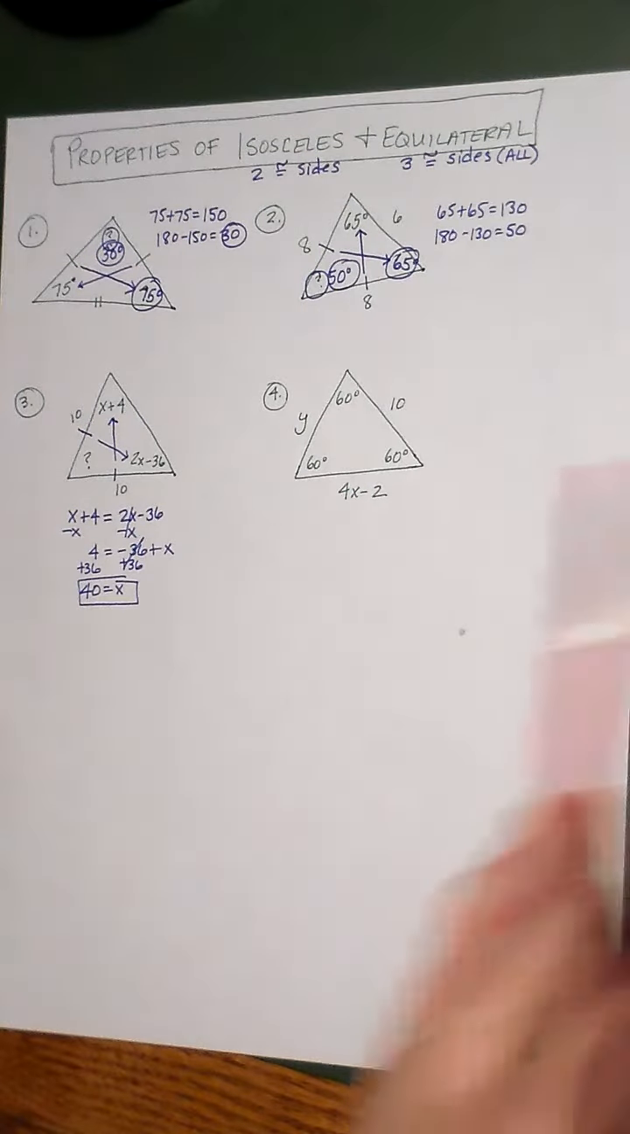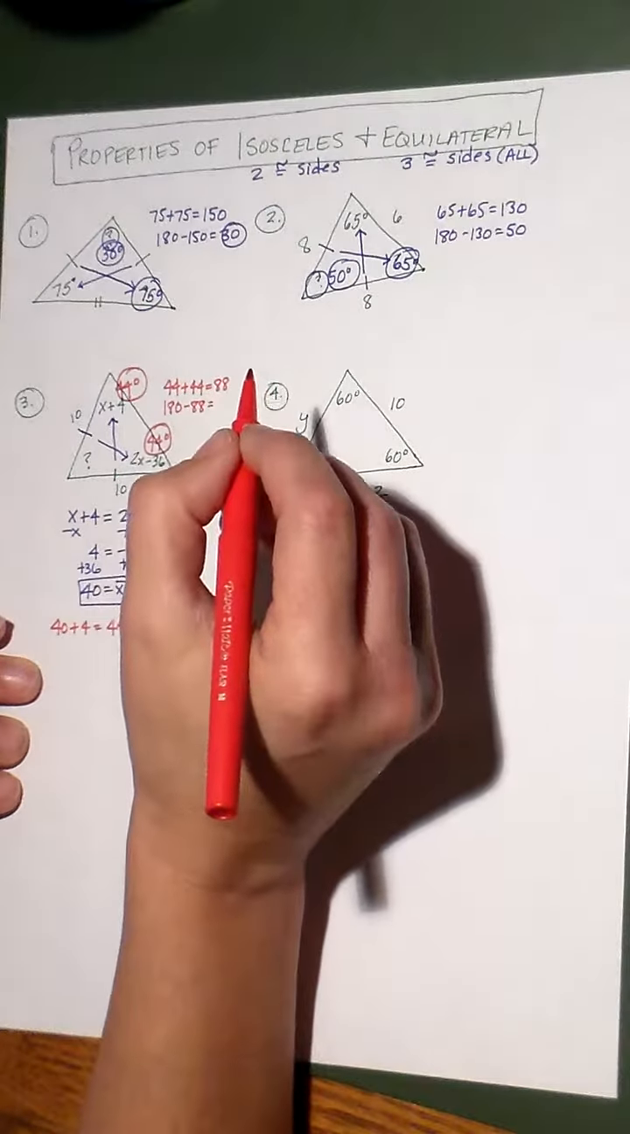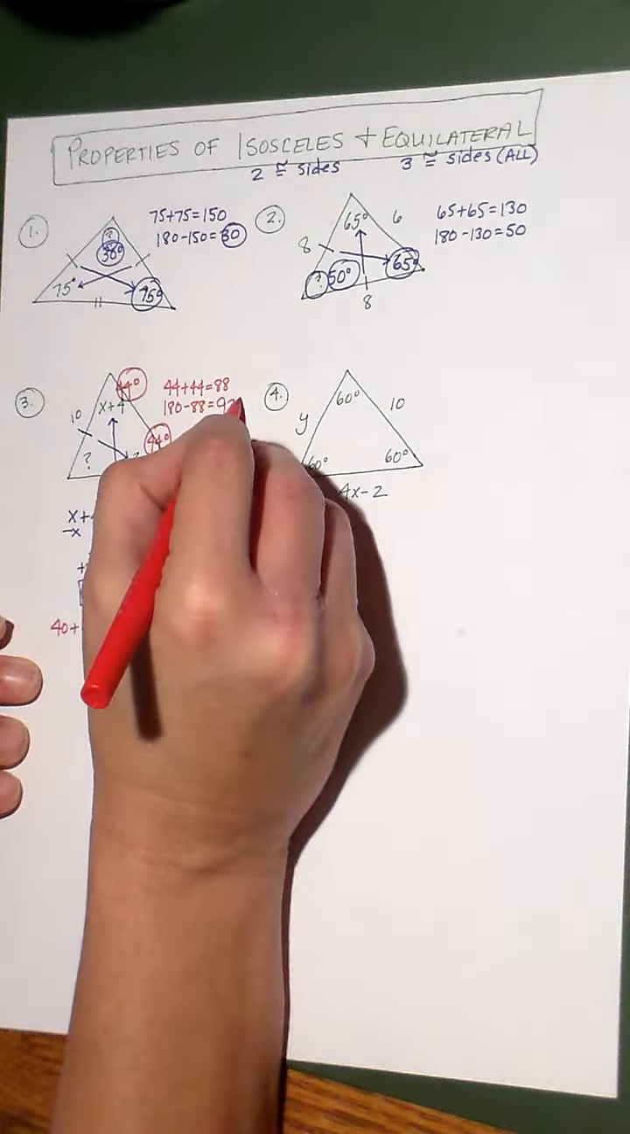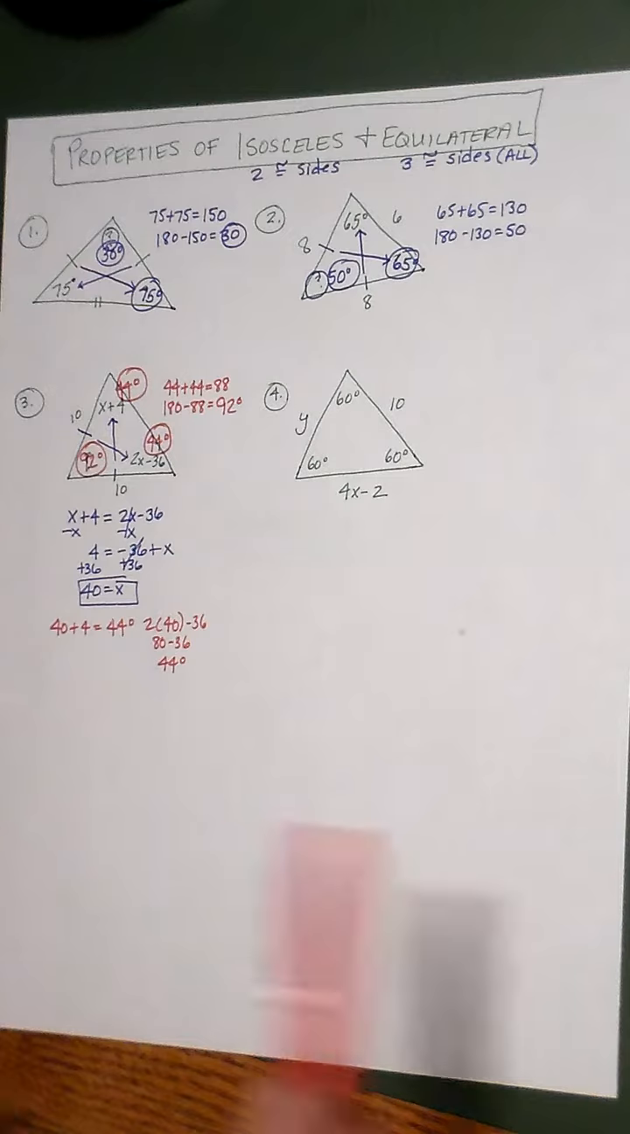So now I've got these two angles. And to find the third, I know the three of them add to 180, so 44 plus 44 equals 88. I'm going to take 180 and subtract 88, and I get 92 degrees. And so this angle is 92 degrees. And that's how you use the isosceles with some algebra.